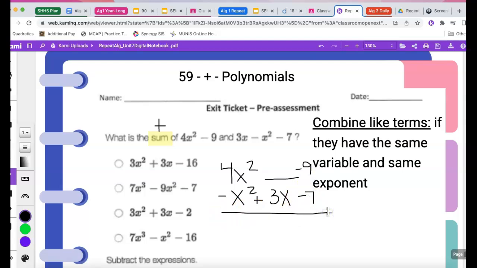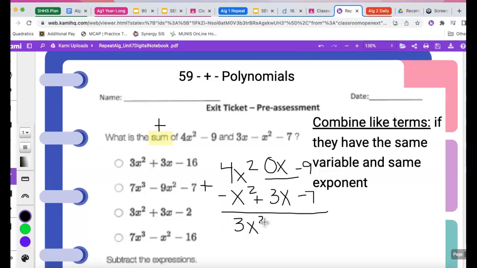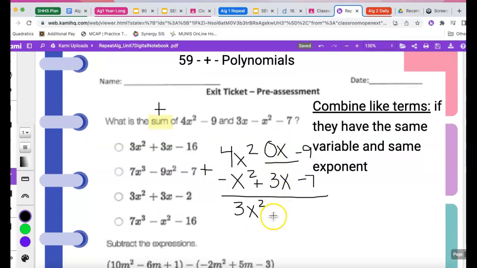We line up all of our like terms, and if we're missing any terms, we can just let 0 take that place as a placeholder. So we're going to do 4x squared plus negative 1x squared. 4 plus negative 1 is 3, and you keep the x to the second power. We go through each set of like terms. 0 plus 3 is positive 3. Keep the x. You don't ever change the variable, and you don't ever change the exponent. Then negative 9 plus negative 7 is negative 16.